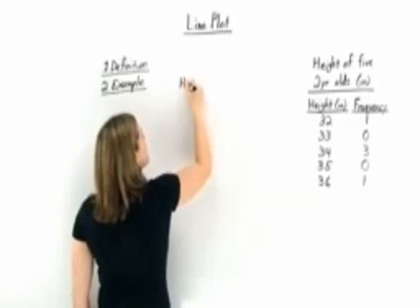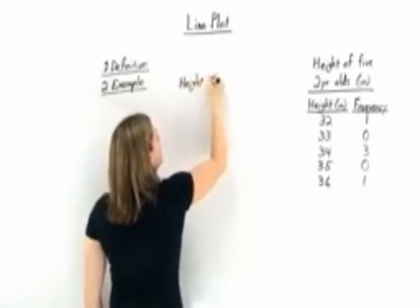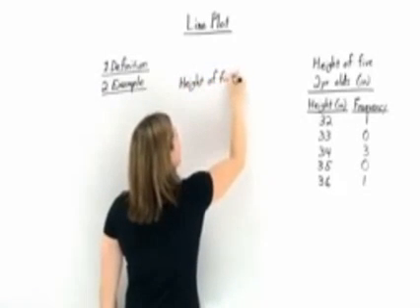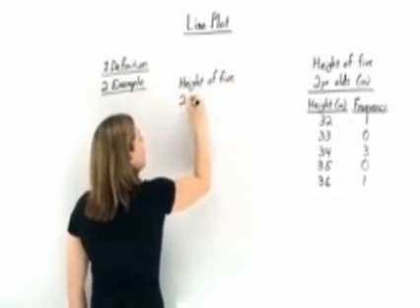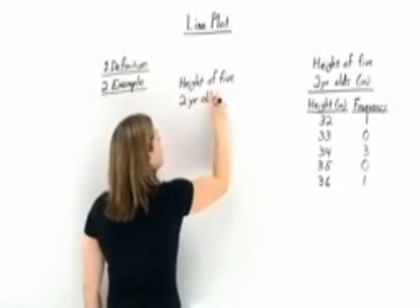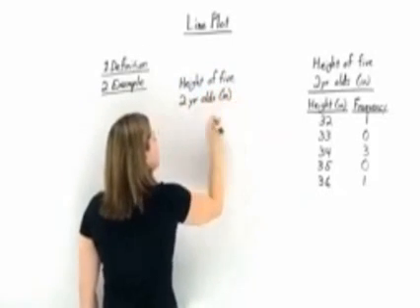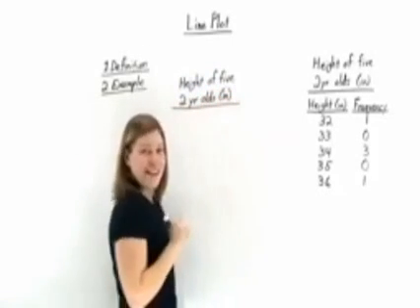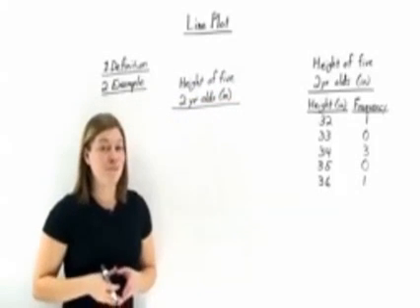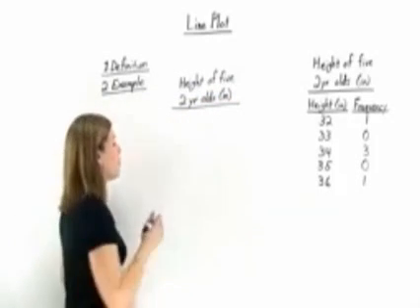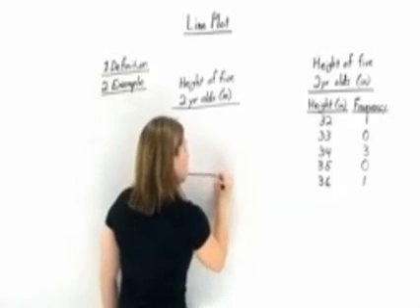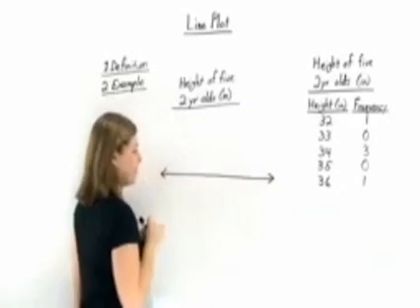To do that, we're going to need a title. So, let's pick the same title as what we have for our table. We'll have the height of 5 2-year-olds, and that height is in inches. Perfect. Now that we have this title, we're going to need a line, since we're creating a line plot. So, we draw a line just like this.